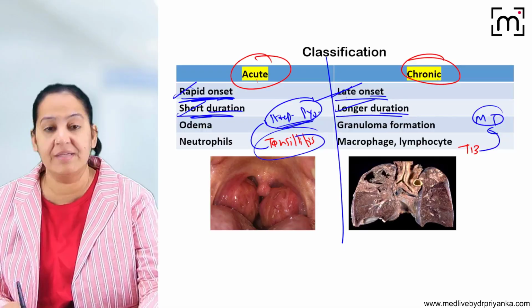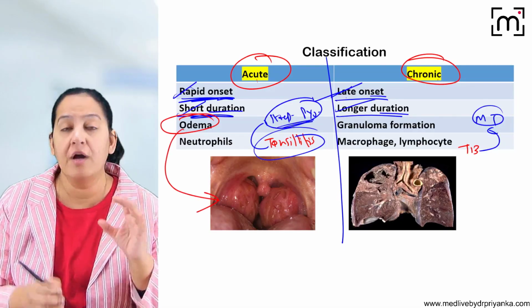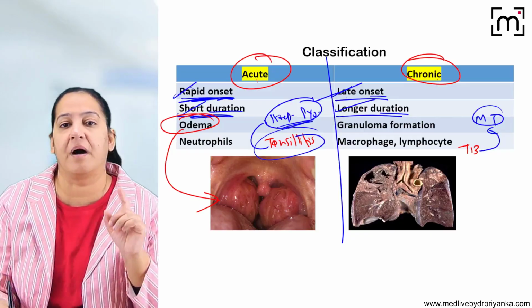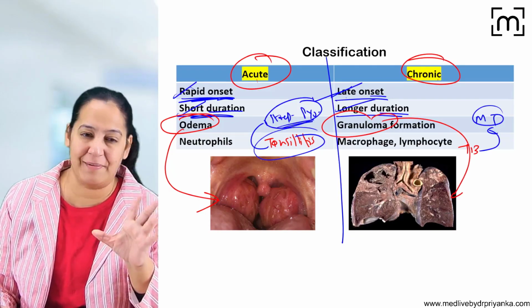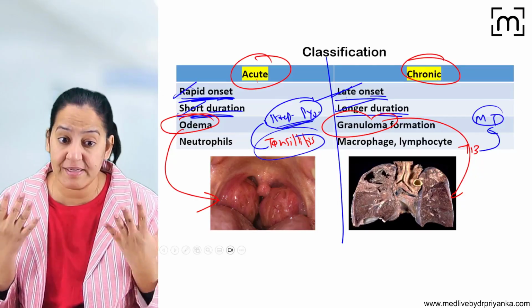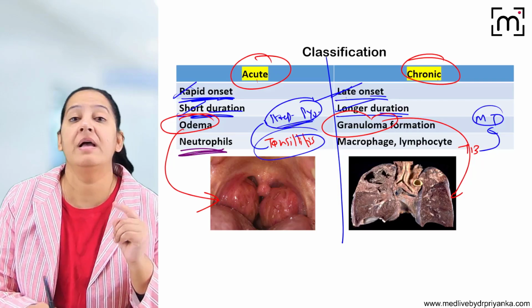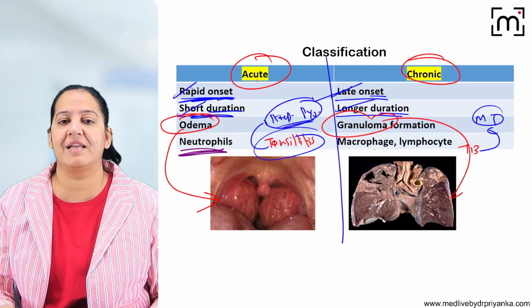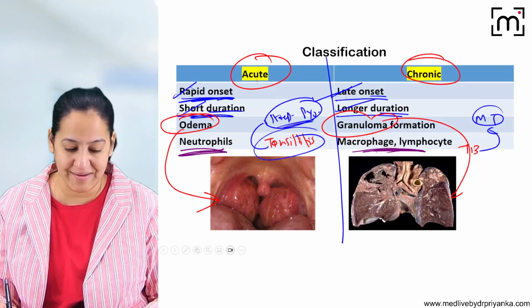Here the hallmark feature is edema. Whenever there is acute inflammation, there is edema of that organ. You can see the tonsils are swollen, there is edema. In chronic inflammation, the hallmark is the granuloma. Multiple granulomas are found. Tell me the important cell in each of them. In acute inflammation, the most important cell is the neutrophil. And in chronic inflammation, the most important cells are macrophage and lymphocyte. So I hope you got the differences between acute and chronic inflammation.